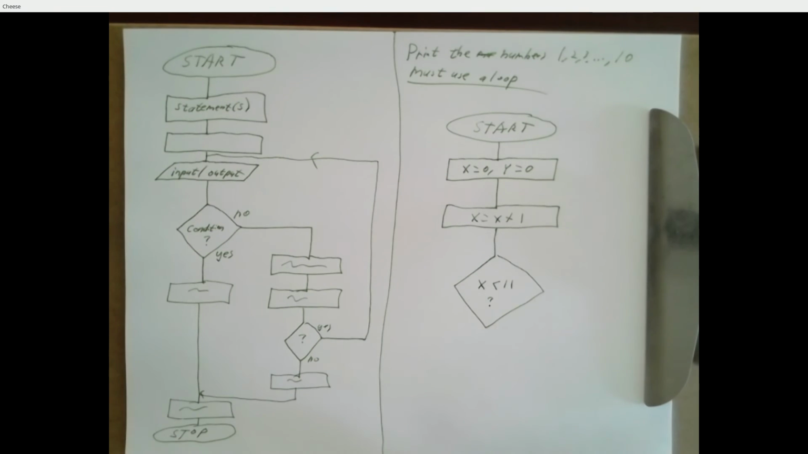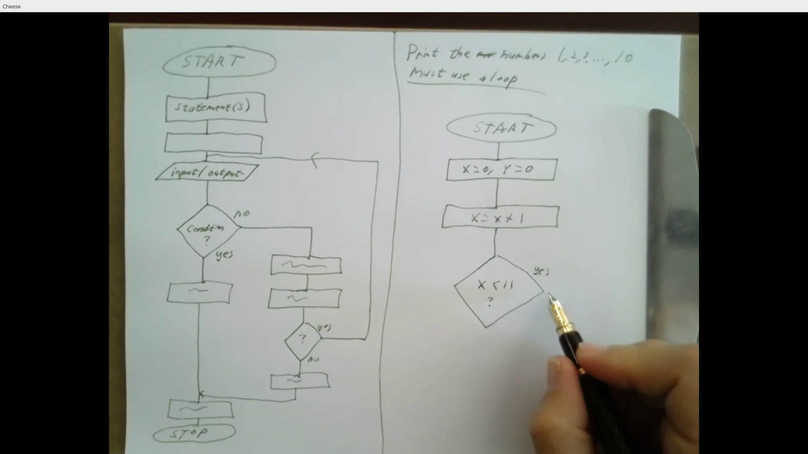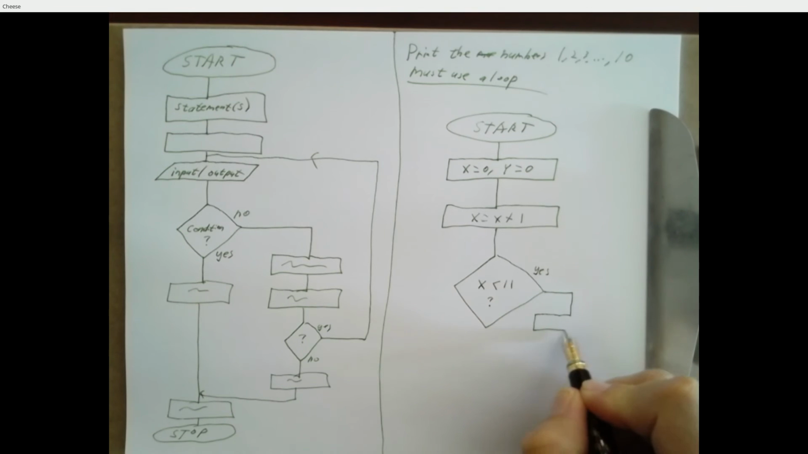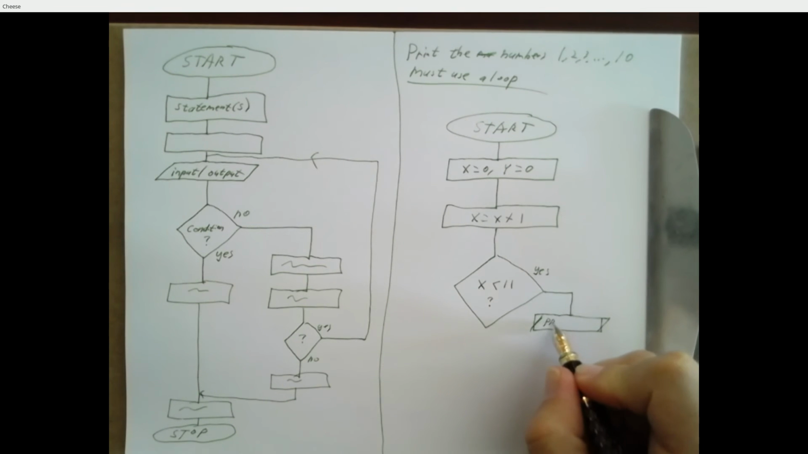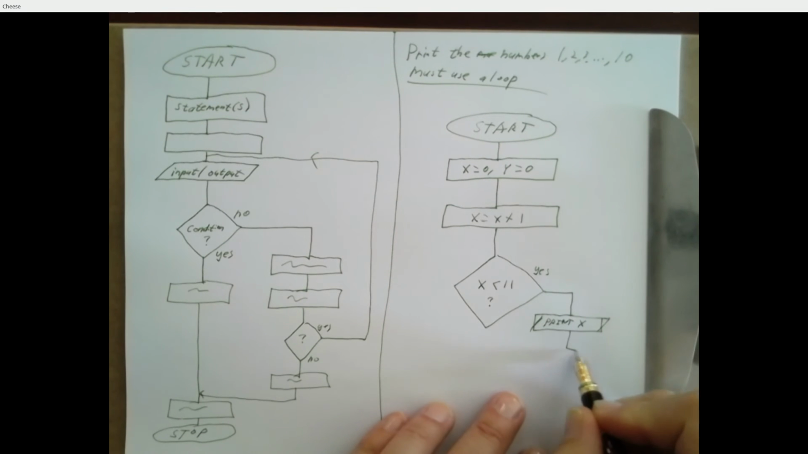And what if X is less than 11? What should we do? Print out X and then move back. Okay. So let's print X. We should have done a slanted line. Actually, the print out should likely be before the condition. We'll come back to that. All right, so print X, and then what do we do? And then go back to the print. Okay, go back to the increment.